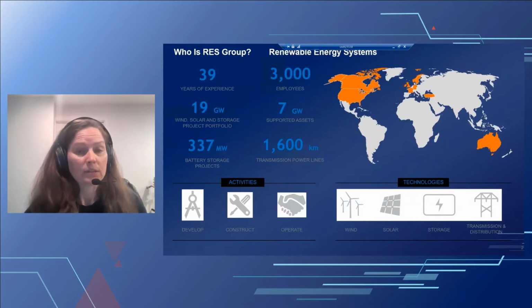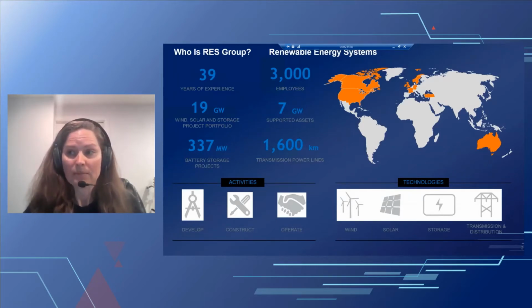We have over 39 years of experience, over 3,000 employees, and our portfolio includes 19 gigawatts of wind, solar, and storage projects. We also continue to maintain 7 gigawatts of our supported assets, and we're one of the leaders in battery storage projects throughout the world at 337 megawatts. Around the globe, we have 3 ArcGIS Enterprise deployments and multiple users of ArcGIS Pro, Collector, and other Esri software.